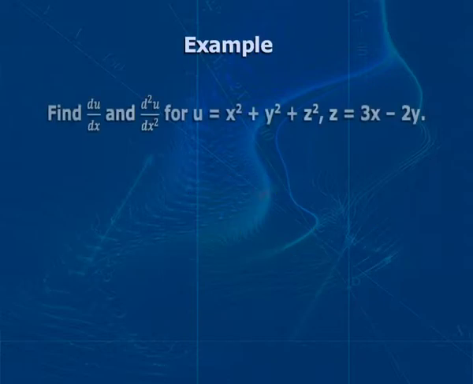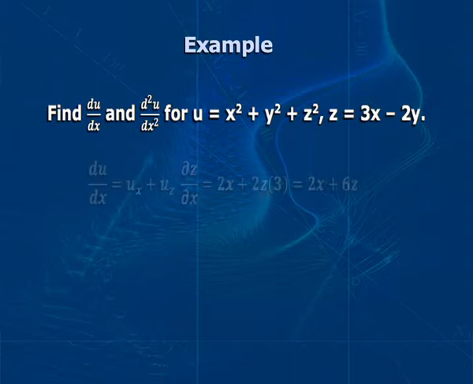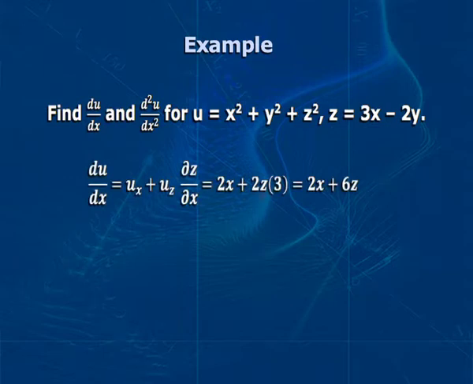Example, find du by dx and d square u by dx square for u is equal to x square plus y square plus z square and z equal to 3x minus 2y. Du by dx is equal to ux plus uz into del z over del x, which is equal to 2x plus 2z into 3, which is equal to 2x plus 6z.